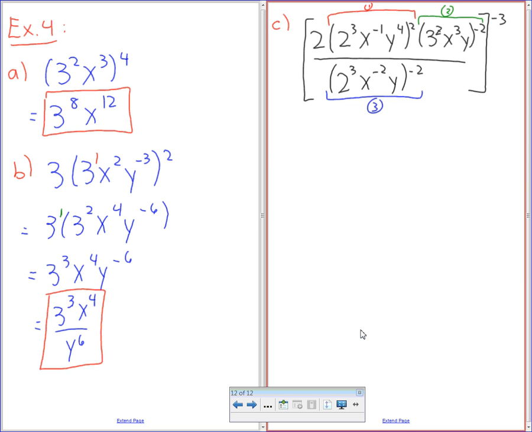This is a big question. You will see a question like this in this unit that looks frightening. If you do each individual part, like just do an algebra question, just do one part at a time, you'll be fine.